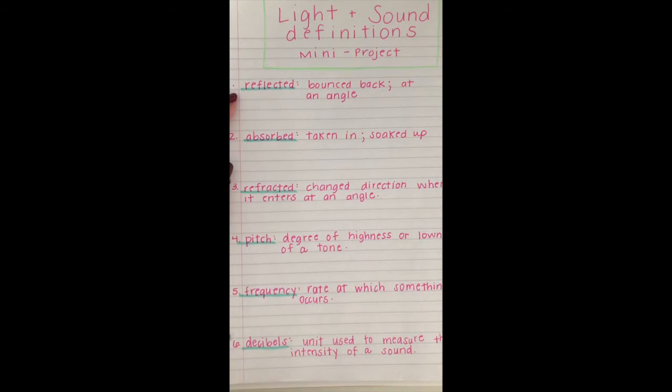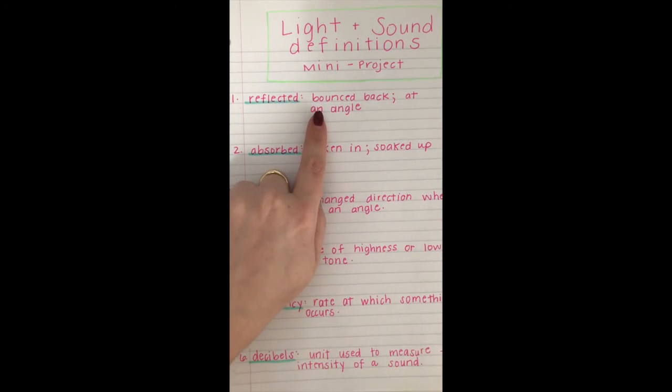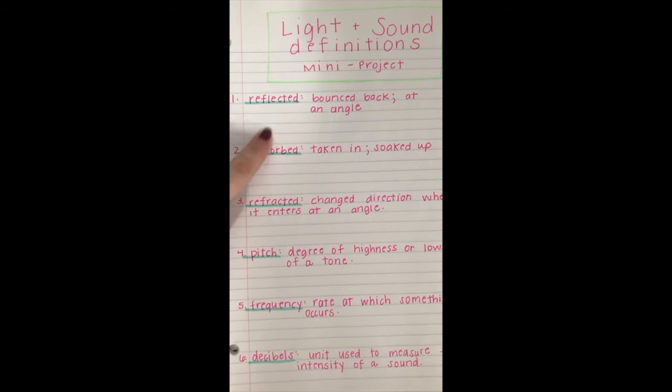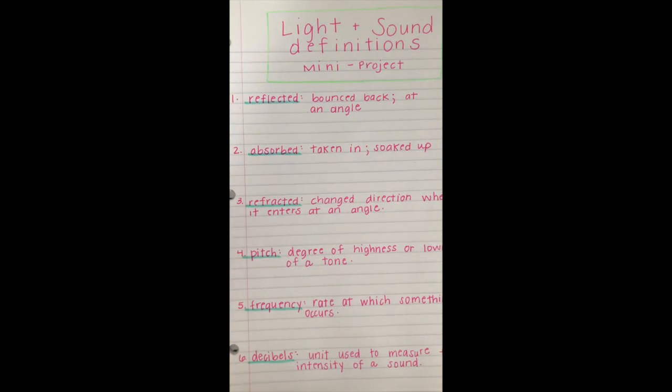So our first word is reflected. So we will have been listening to explanations on how light reflects. And the meaning of reflected, a basic meaning, is bounced back at an angle. So we're talking in the past tense because all of these words are in the past tense. So if light reflected, it bounced back at an angle. And we will have seen a visual of what that looks like earlier.